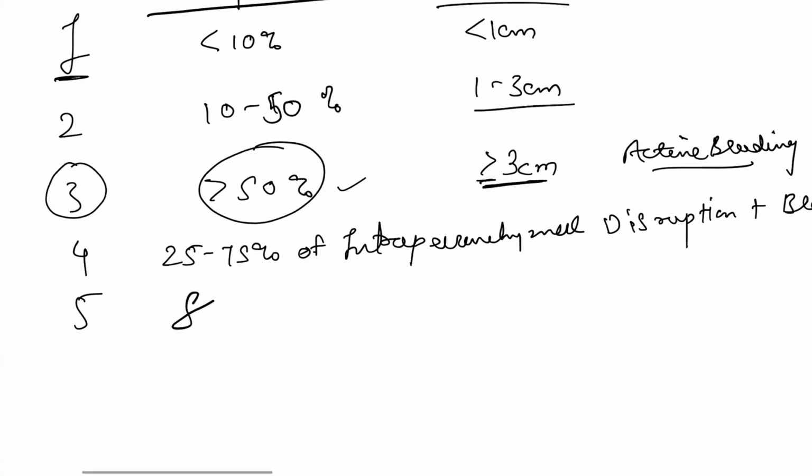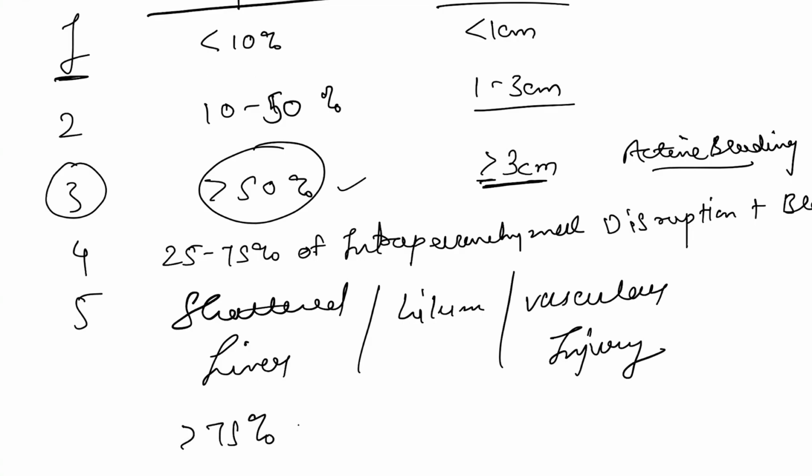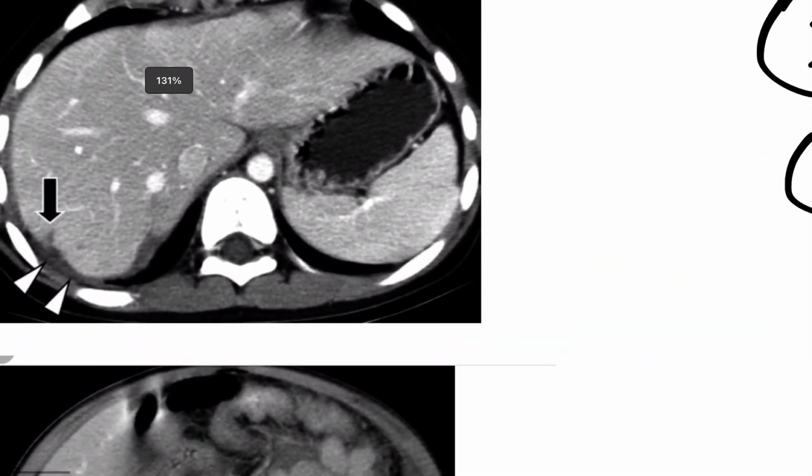And 5 means a shattered liver, okay, or hilum injury, vascular injury, or more than 75 percentage of intraparenchymal disruption, okay. So let's try to correlate here various grades.